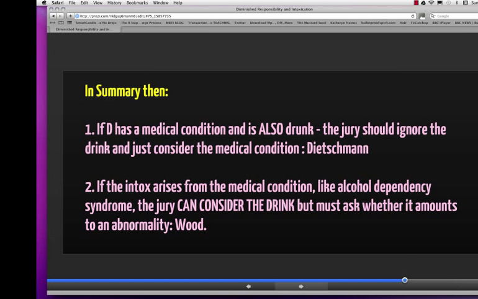And then secondly, if the intoxication arises from the medical condition, so it's due to the medical condition that the defendant is drinking, like alcohol dependency syndrome, the jury can also consider the drink, but they must ask whether it amounts to an abnormality. And the case that illustrates that point is Wood.